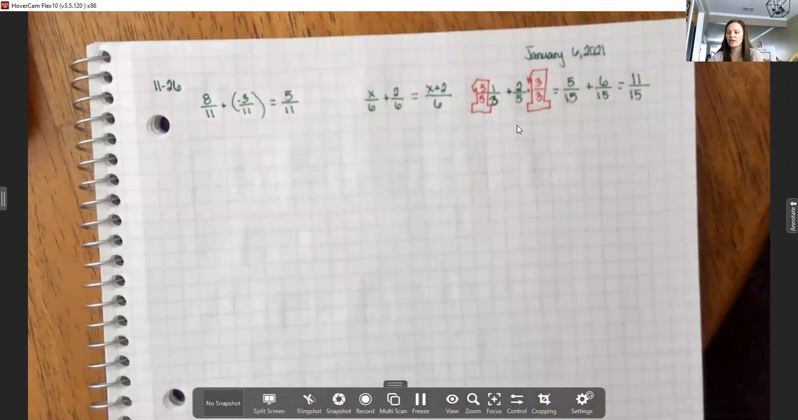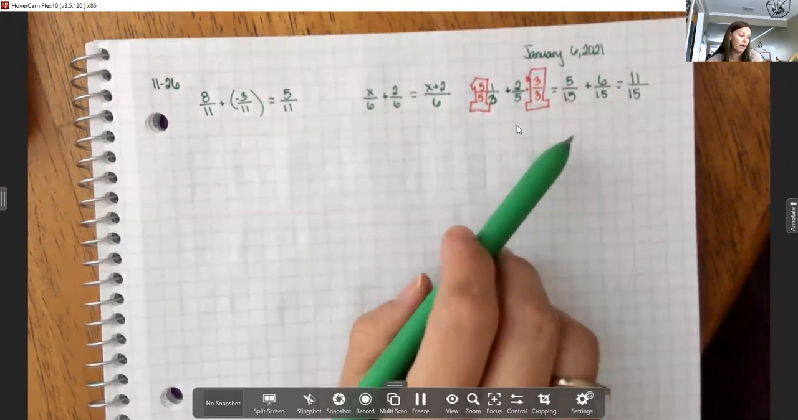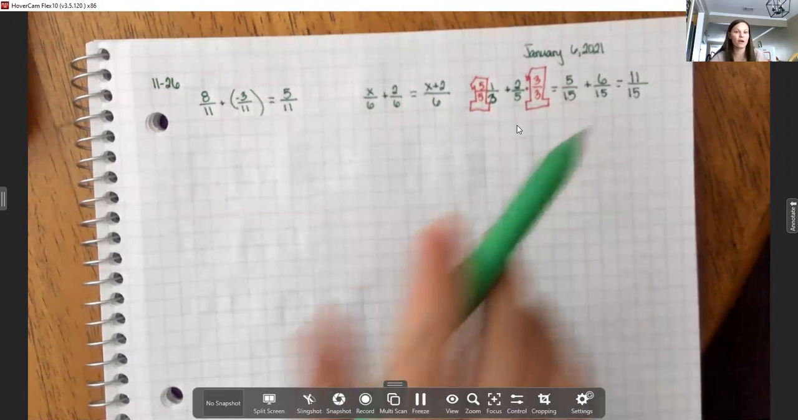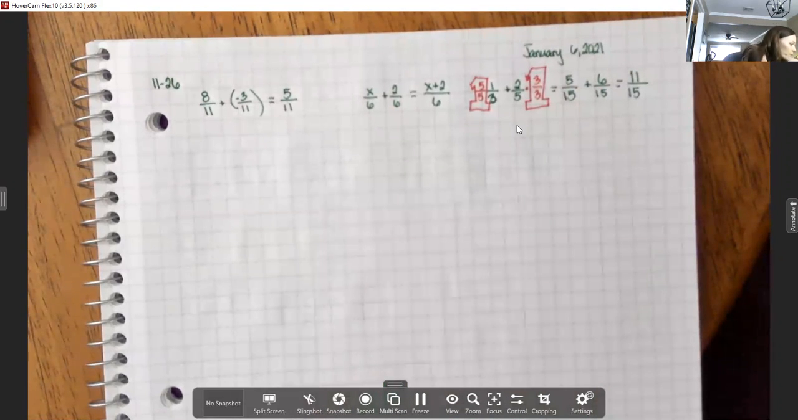So again, if they don't have a common denominator, we have to make one, which is going to be important for what we're doing today. Or we're going to have to do that, I should say.